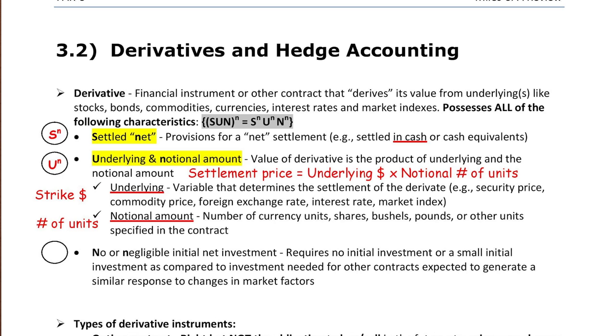And the third characteristic is highlight no or negligible initial net investment, and write n to the power of n on the bubble. So guys, derivatives are settled net. Derivatives have underlying and notional amount, and they have no or negligible initial net investment requirement. And that is where we say derivatives, that's sun to the power of n, or S to the power of n, U to the power of n, and N to the power of n.